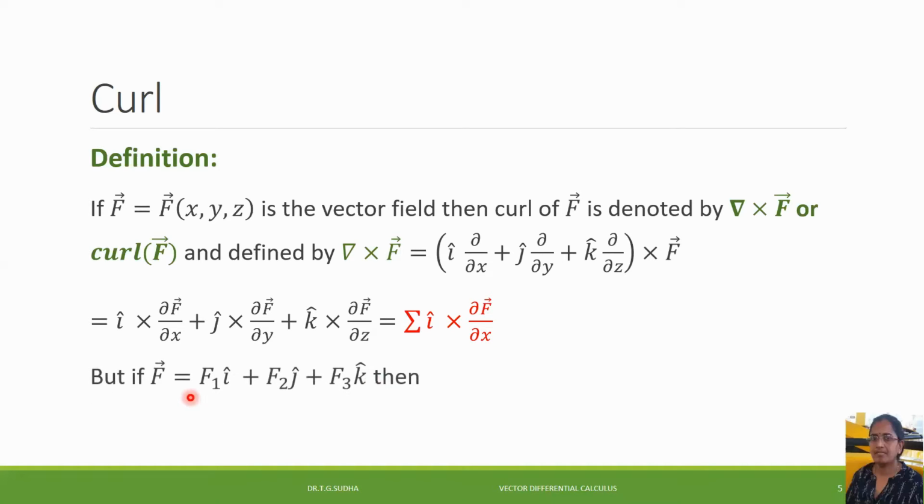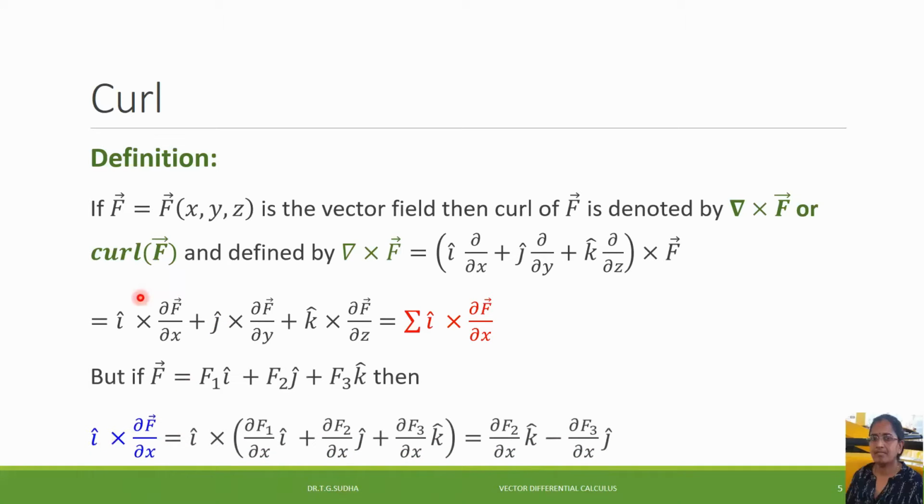But if the vector F is given by f1i plus f2j plus f3k, then we can compute the first term, that is i cross dou F by dou x, and that is given by i cross dou f1 by dou x into i plus dou f2 by dou x into j plus dou f3 by dou x into k, and that gives us dou f2 by dou x into k minus dou f3 by dou x into j, because i cross i is 0, i cross j is k, and i cross k is minus j.